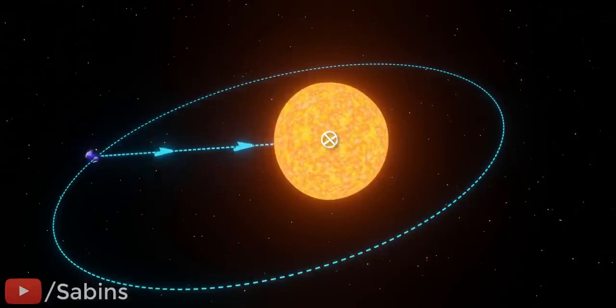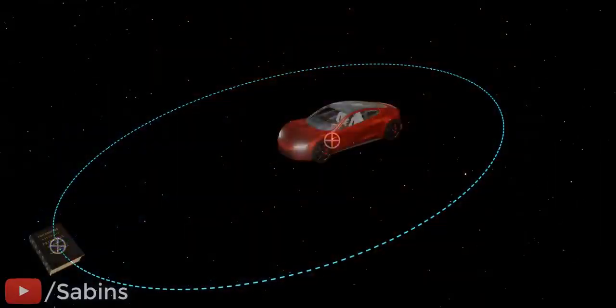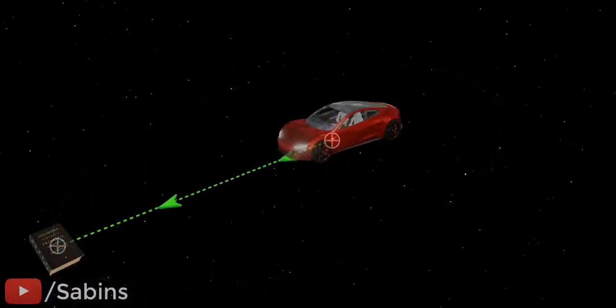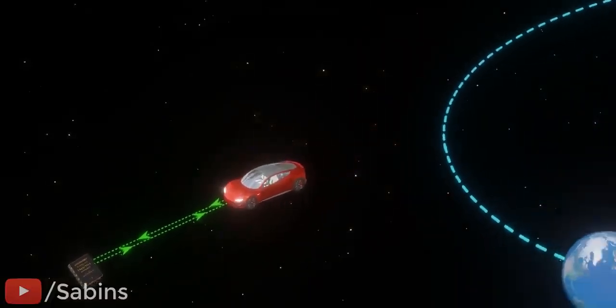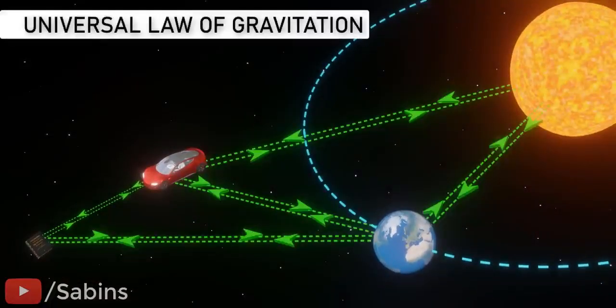Now let's move away from these rounded objects. With the same logic, this car will attract this book towards its center of mass. Similarly, this book will attract this car towards its center of mass with a certain force. According to Newton's third law of motion, these two force values should be equal. In short, all the objects in the universe attract each other with a certain force. This is the universal law of gravitation.